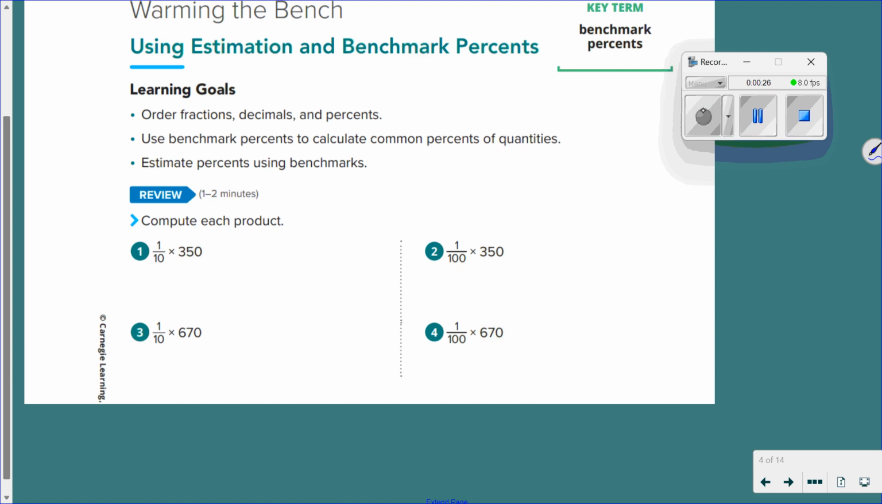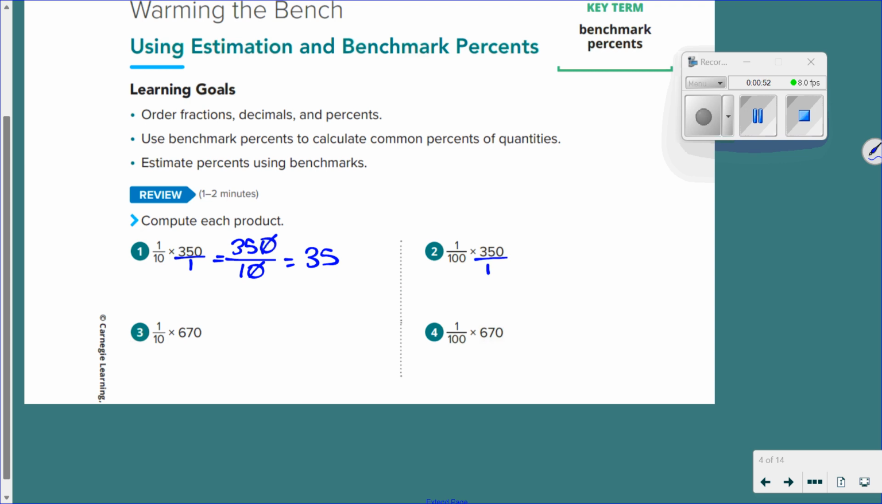What do I do to multiply a fraction times a whole number? Put it over 1. 1 times 350 is 350. 10 times 1 is? When I'm dividing by 10, all I need to do is take off the zeros at the end. So now I have 35 over 1, and I get 35. Make sense?